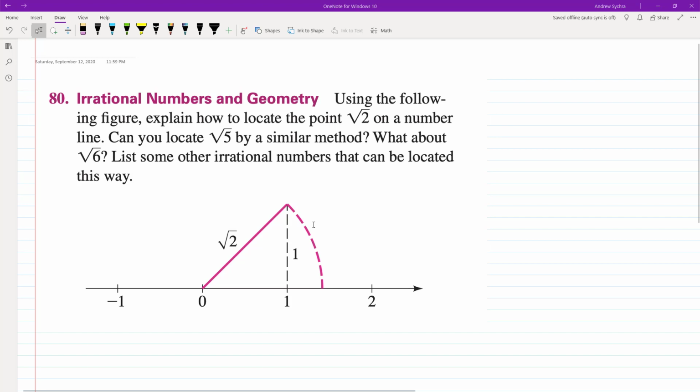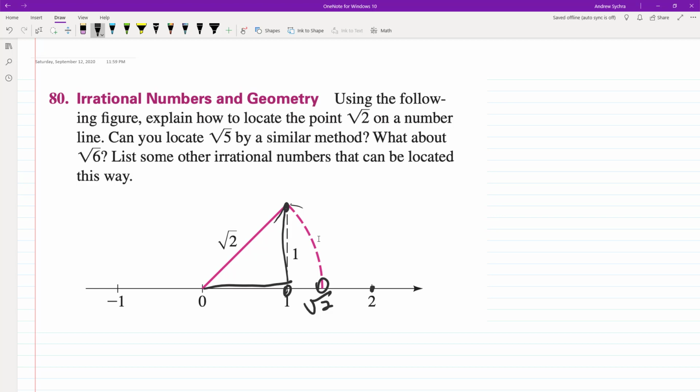All right, so we want to locate square root of 5. Locate square root of 2 on a number line. Can you locate square root of 5? Similar method, square root of 6. All right, so all we did is we know where 1 is, and we just go 1 up. We use Pythagoras theorem, and we get our radius of root 2. Then we just take a compass and drag it all the way down here, square root of 2. So square root of 5. Could we do that? Yeah, you can.